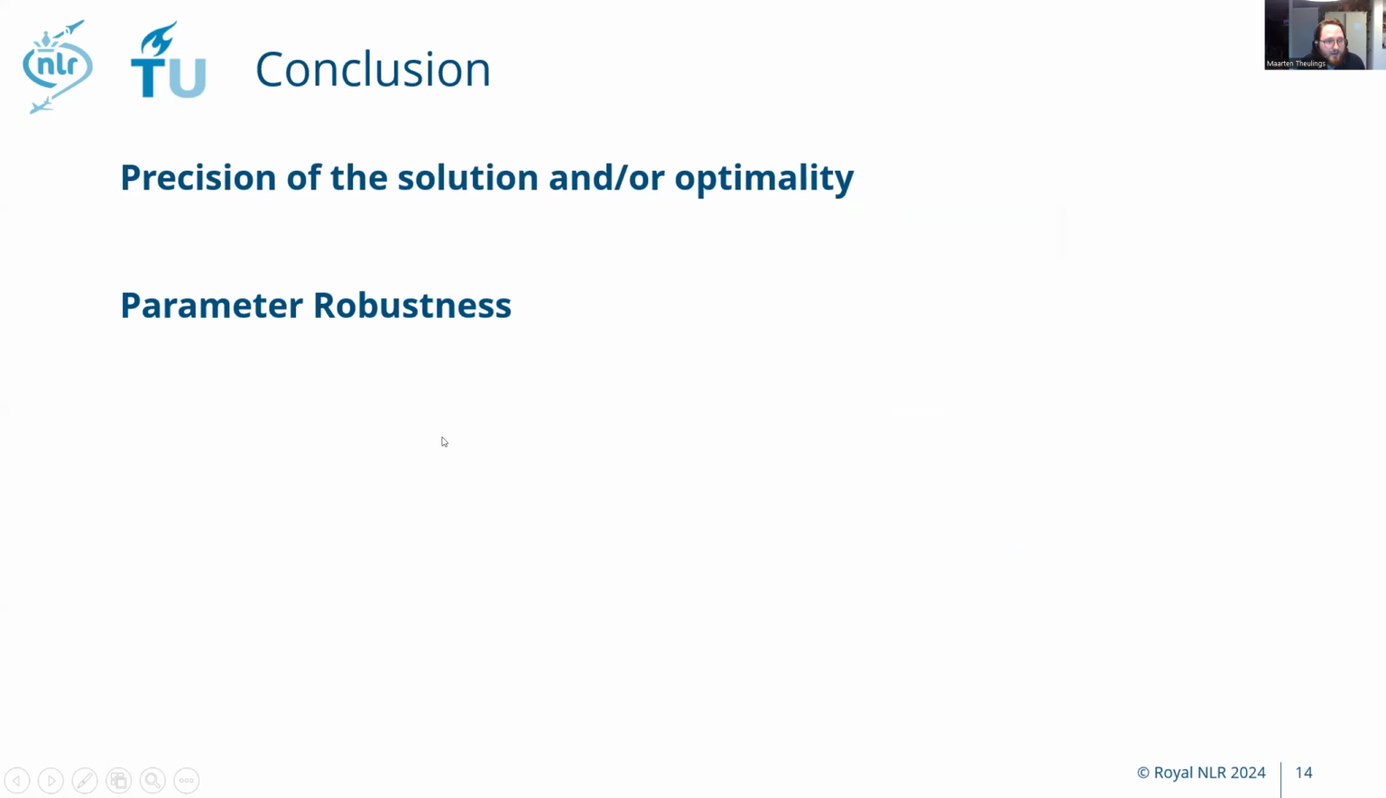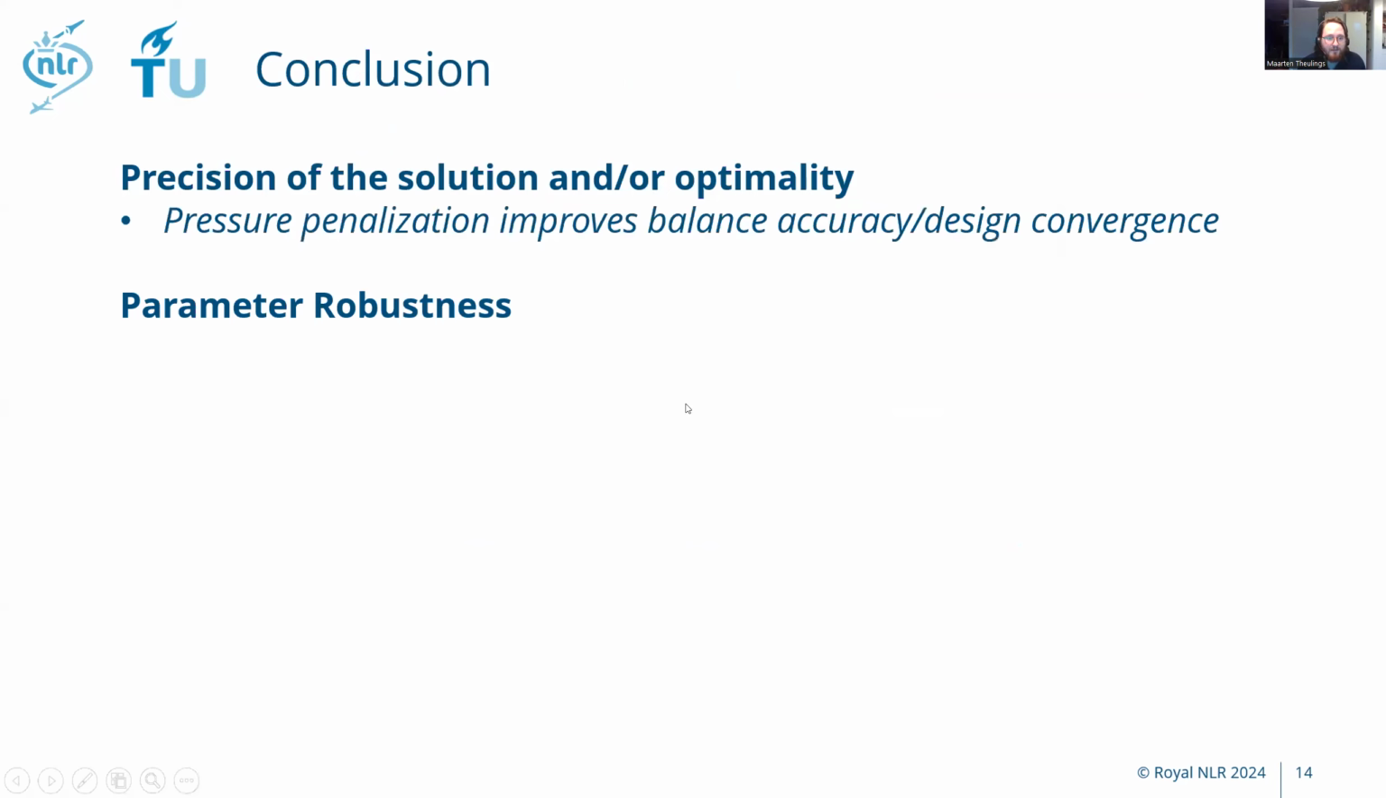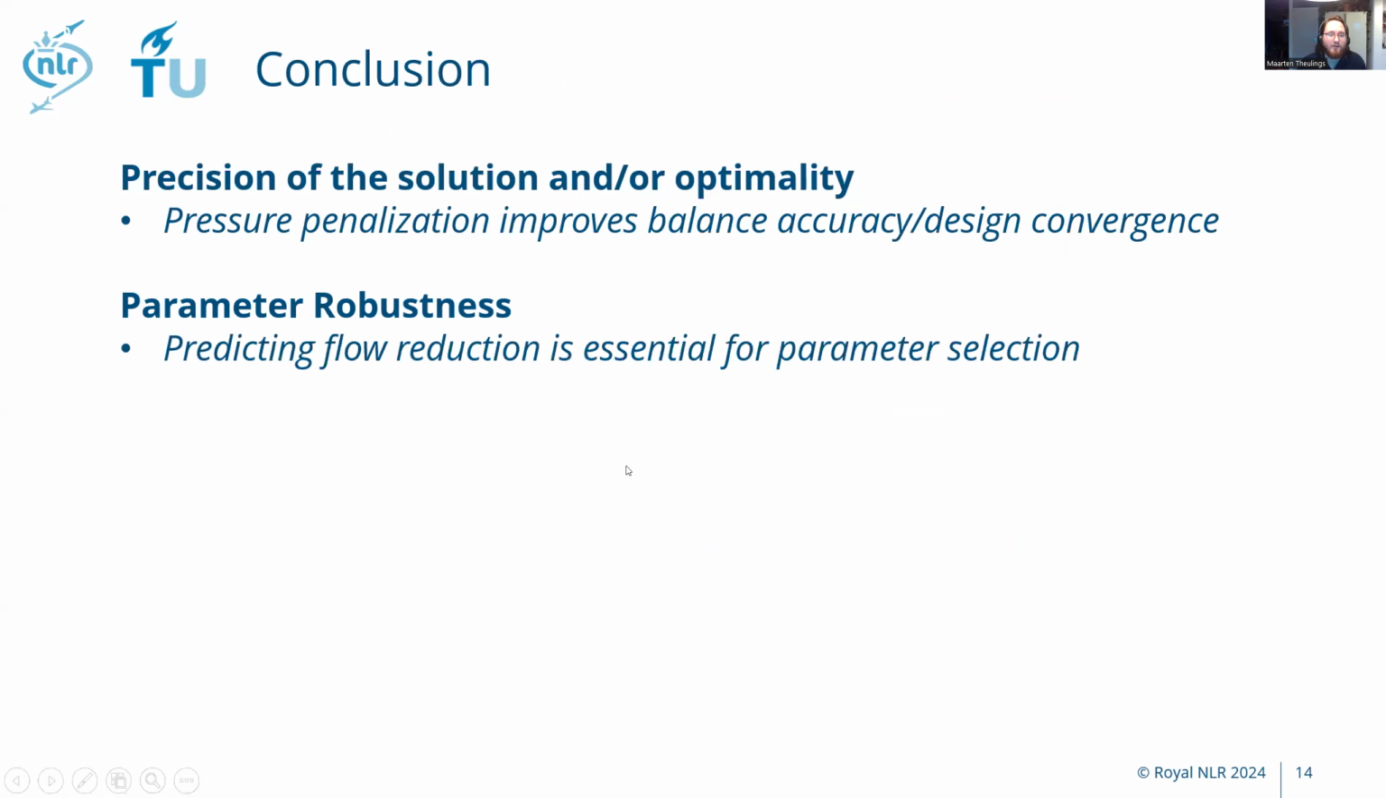So that brings us to my conclusions. I first wanted to look at the precision of the solution and the optimality. And I did improve that by adding that pressure penalization that basically only adds flow reduction when you have a converged solid fluid design. And then I wanted to look at the parameter robustness. So that's the second thing I did: the prediction of the flow reduction, and then selecting that Darcy penalization parameter. And now I have quite a robust method to always select my penalizations when I do flow optimization.